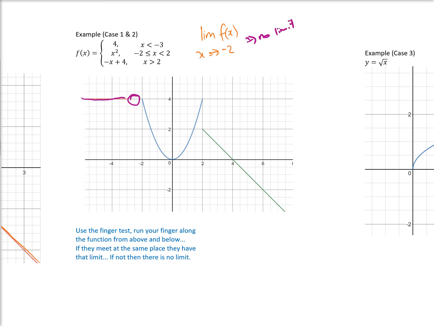That's case 3. Case 1 actually, what about the limit as x tends to 2 of the function? Well, from above, it tends towards the value of 2. From below, it tends to the value of 4. So again, use my fingers. If I track along those lines, my fingers would not touch. So this means there is no limit.